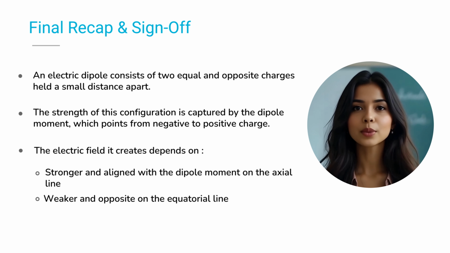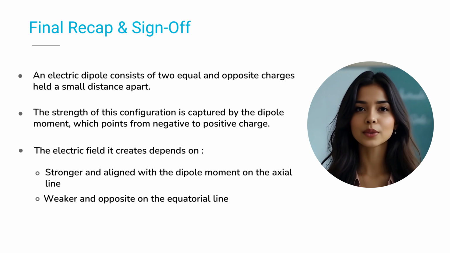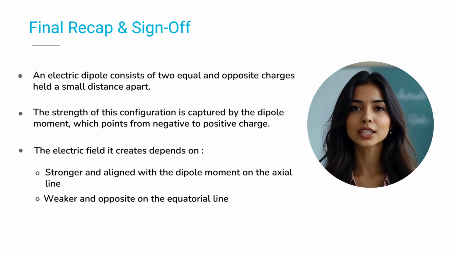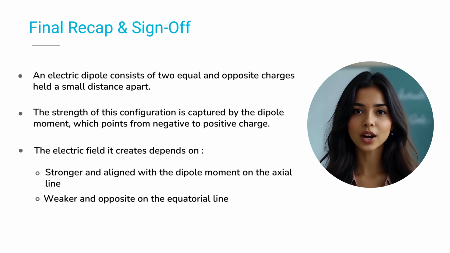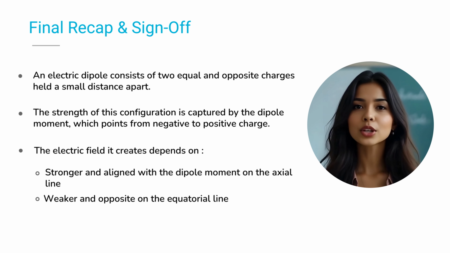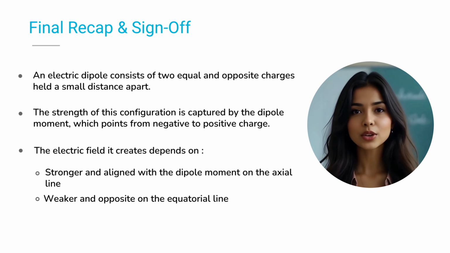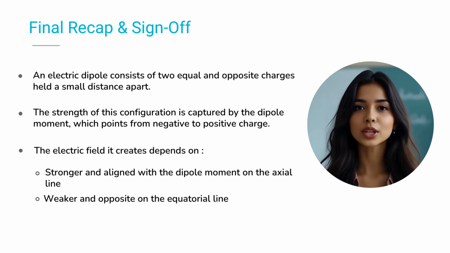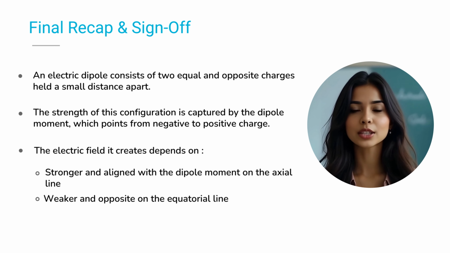To wrap it all up, an electric dipole consists of two equal and opposite charges held a small distance apart. The strength of this configuration is captured by the dipole moment, which points from negative to positive charge. The electric field it creates depends on where you observe it, stronger and aligned with the dipole moment on the axial line, and weaker and opposite on the equatorial line. We saw this clearly both mathematically through field equations and visually in the diagrams.